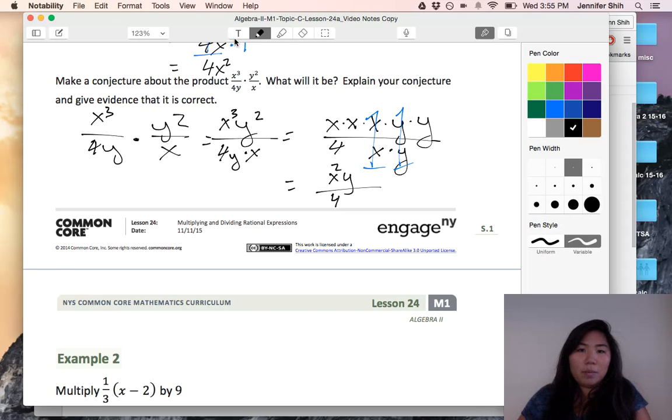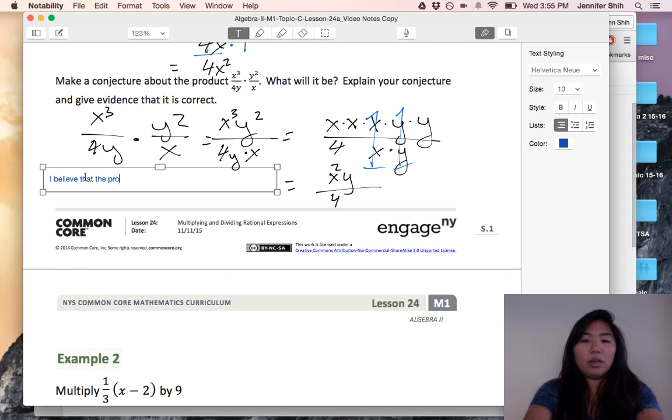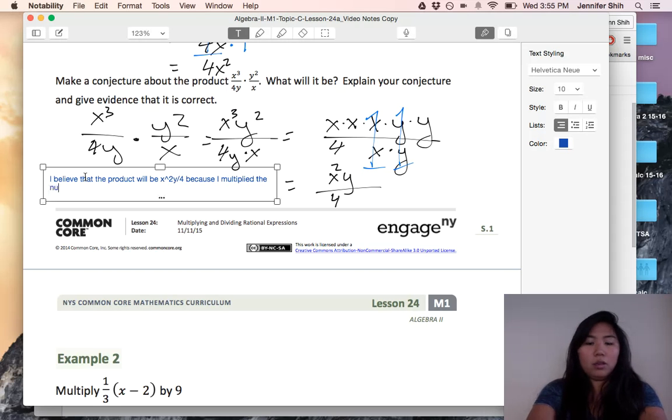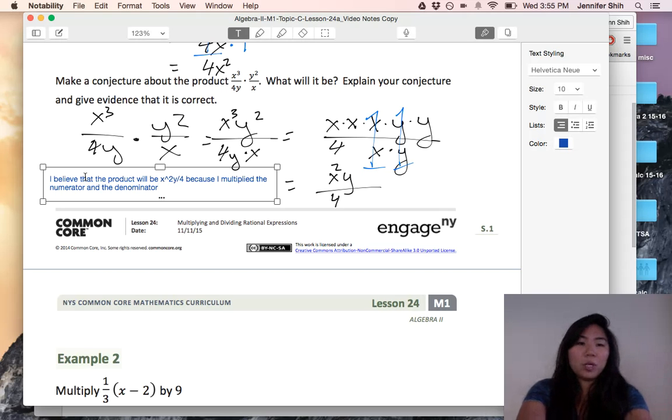Now let's talk about the conjecture. So I believe that the product will be x squared y divided by 4 because I multiplied the numerator and the denominator. Notice how I'm using my content vocabulary appropriately. I multiplied the numerator and denominator, then simplified the terms. And this conjecture about two rational expressions being multiplied together will work for just about everything. Multiply, then simplify the terms.